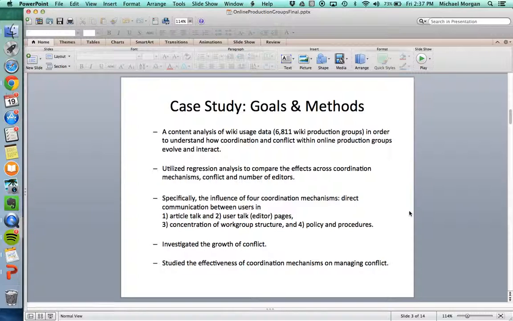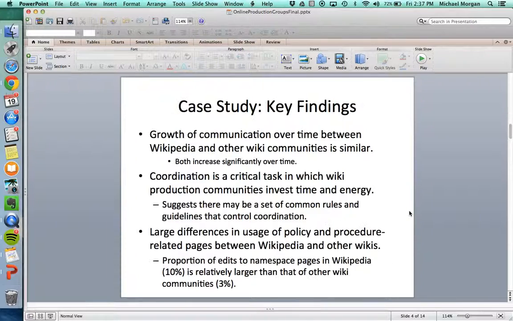They investigated the growth of conflict, and they operationalized conflict in their analysis. They basically operationalized conflict by using the number of reverts, which is essentially the number of changes, modifications, corrections to content. They also studied the effectiveness of coordination mechanisms on managing conflict. There are a number of key findings from this case. I'm just going to highlight a couple of the main ones so that I can get to the cybernetics aspects of this discussion and use these as a backdrop to compare against the theory itself, cybernetics.